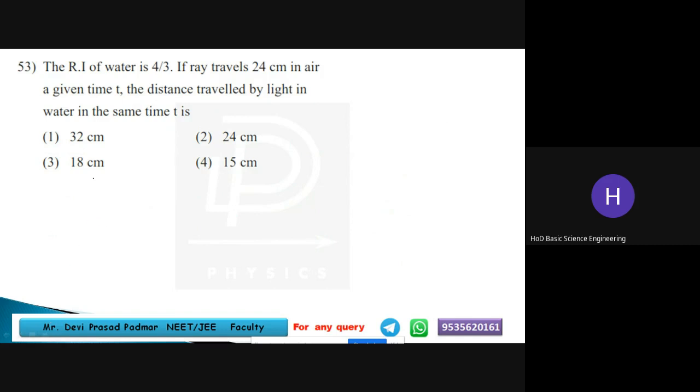Distance traveled is inversely proportional to refractive index. Therefore, d dash is nothing but d by mu. D dash equal to d by mu. That is 24 divided by 4 by 3. That will be 18 centimeter. Please calculate that.